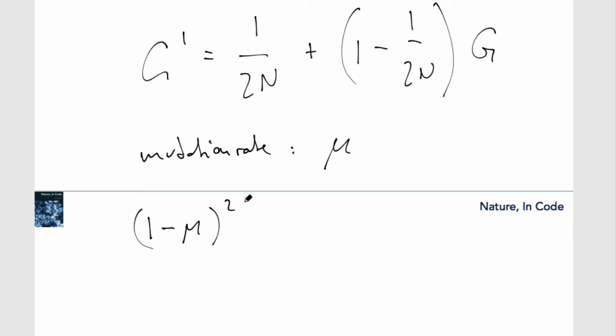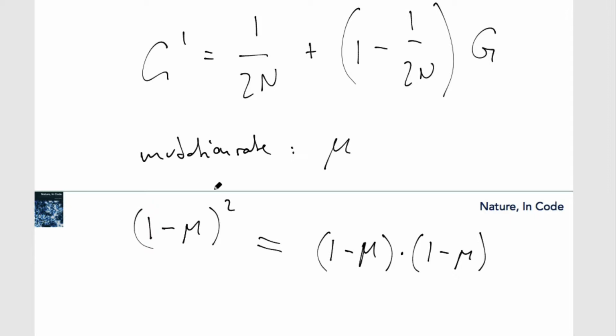Well, why is that? The probability that a mutation occurs in one of the alleles is mu. So the probability that no mutation occurs in one of them is 1 minus mu. But now it has to be true that no mutation occurs in the first one and in the second one. So we have to multiply this, and this is how we get to this (1 minus mu) squared. So that is the probability that no mutation occurs in both of these alleles.